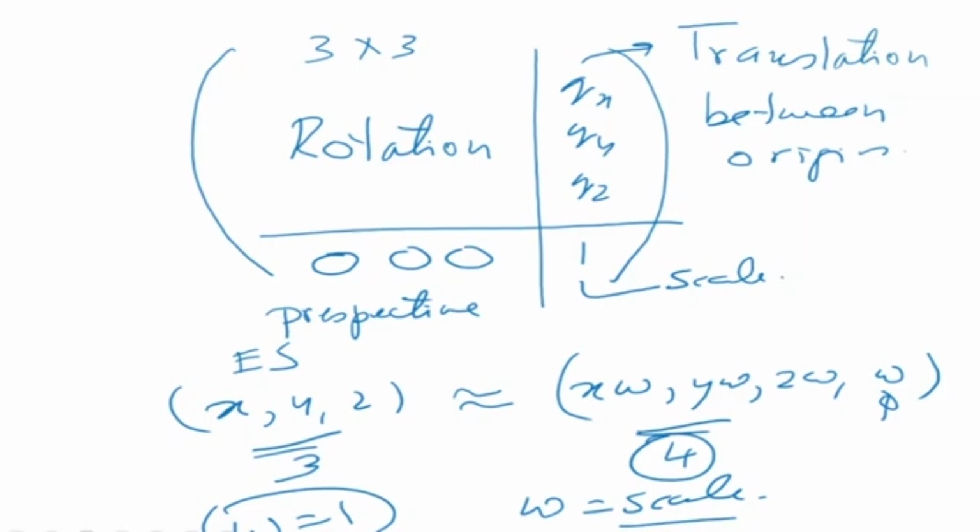But it's important to note that from 3D, you have gone to 4D, and this is Euclidean space, this is homogeneous space.